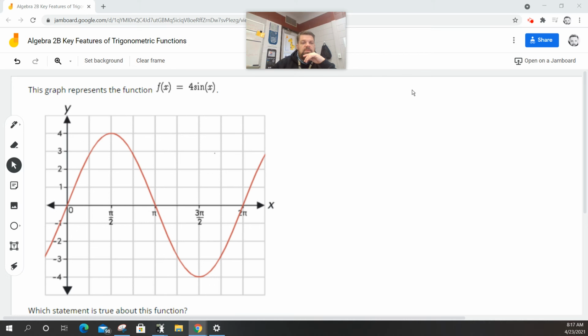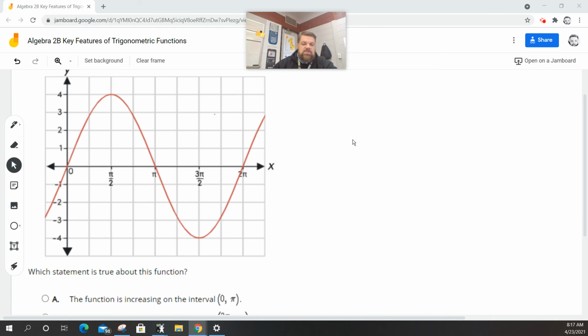All right, so for this one, we have the function f of x is equal to 4 times sine of x. And then they graphed it for us. And then it says which statement is true. The function is increasing from 0 to pi.